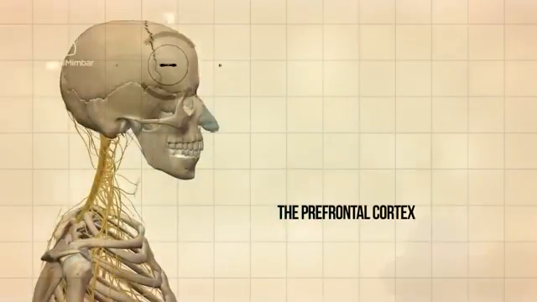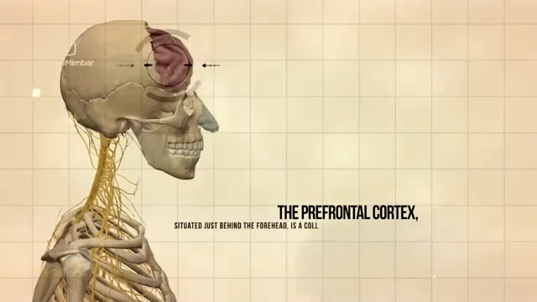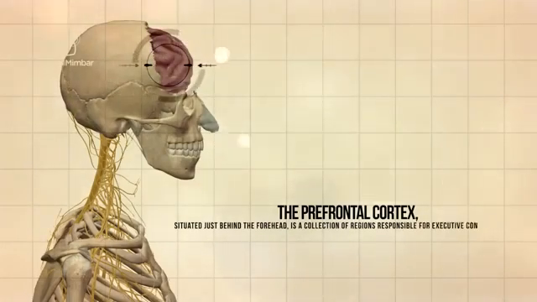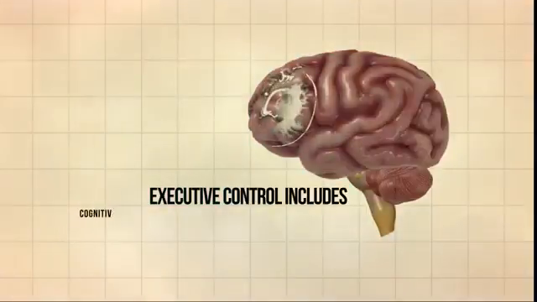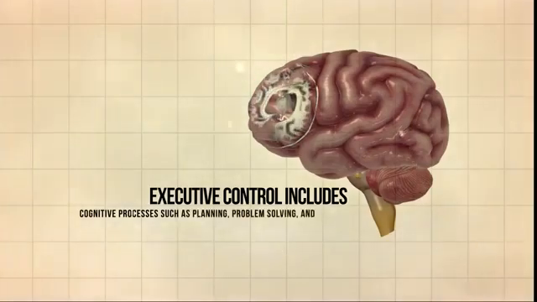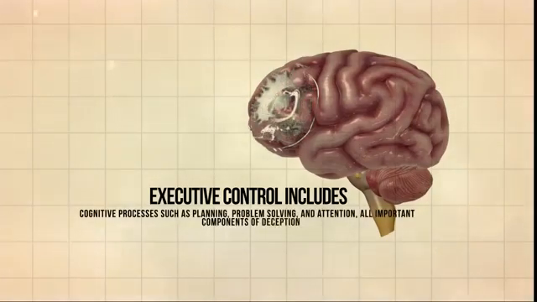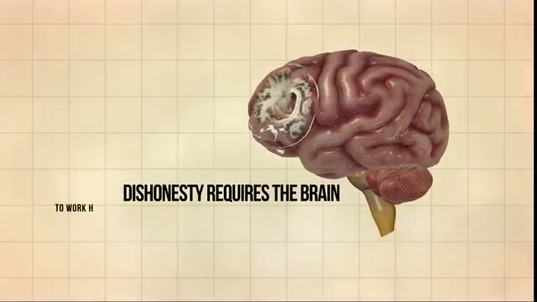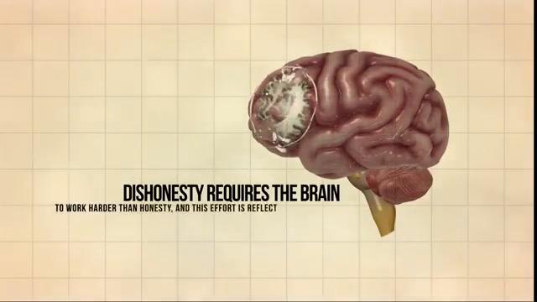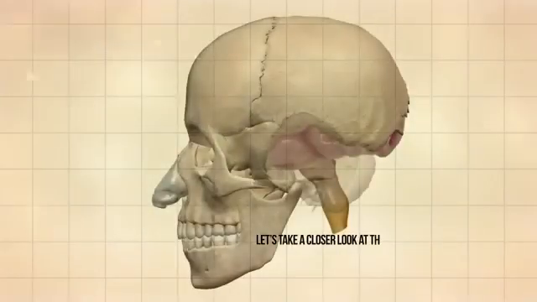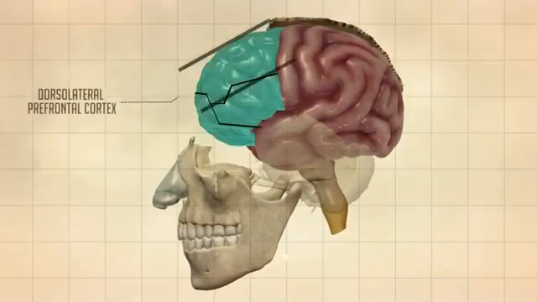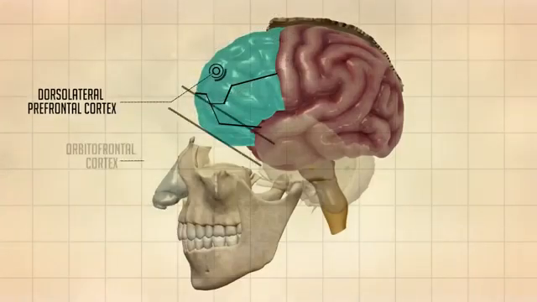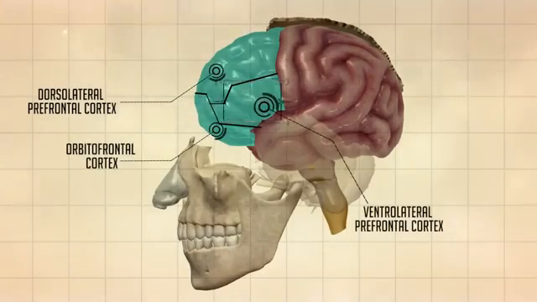The prefrontal cortex, situated just behind the forehead, is a collection of regions responsible for executive control, the ability to regulate thoughts or actions to achieve goals. Executive control includes cognitive processes such as planning, problem solving and attention, all important components of deception. Dishonesty requires the brain to work harder than honesty, and this effort is reflected by increased brain activity. Let's take a closer look at the prefrontal cortex subdivisions. This area of the brain has been divided into three main subdivisions, known as the dorsolateral prefrontal cortex, orbitofrontal cortex, and the ventrolateral prefrontal cortex.